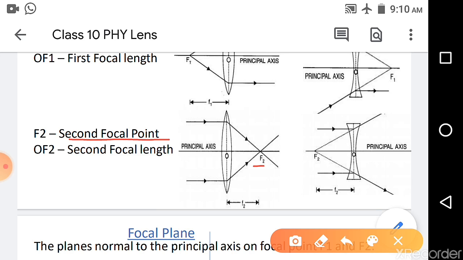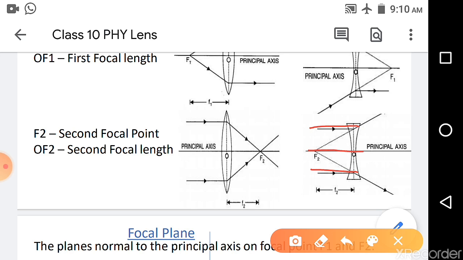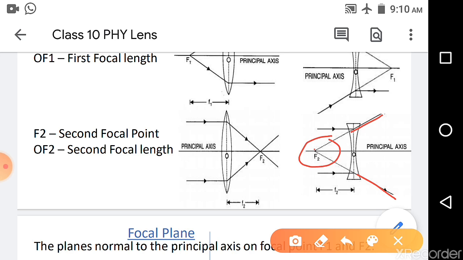How will you define the second focal point? Whenever light rays incident parallel to the principal axis on a lens, those light rays are refracted toward a point and meet at a point on the principal axis, and that point is called the second focal point for a convex lens. Now for a concave lens, the light rays incident parallel to the principal axis, and as you know, the rays are diverged, but in such a way that they appear to come from a common point on the principal axis, and that point is called the second focal point for the concave lens.